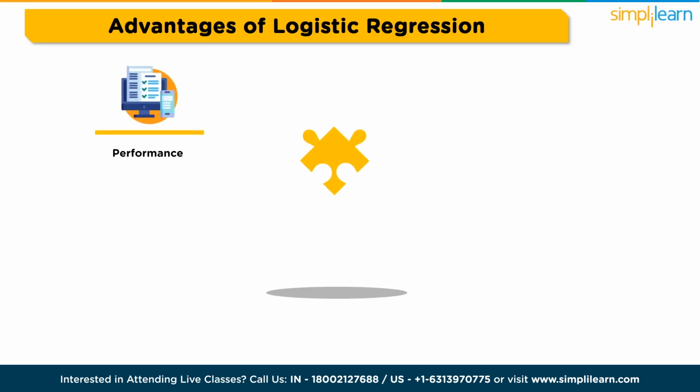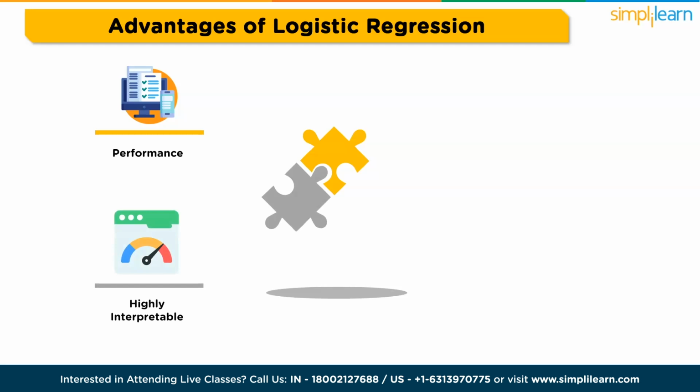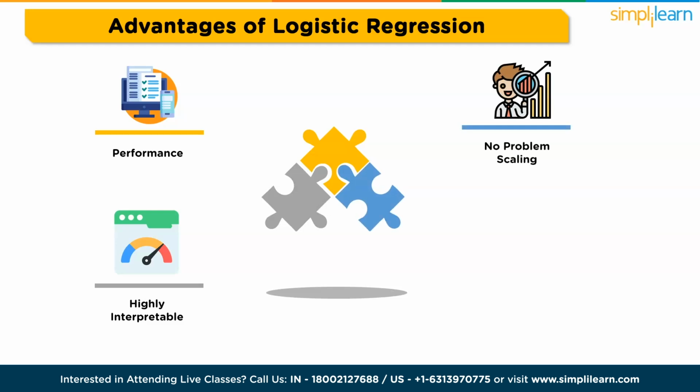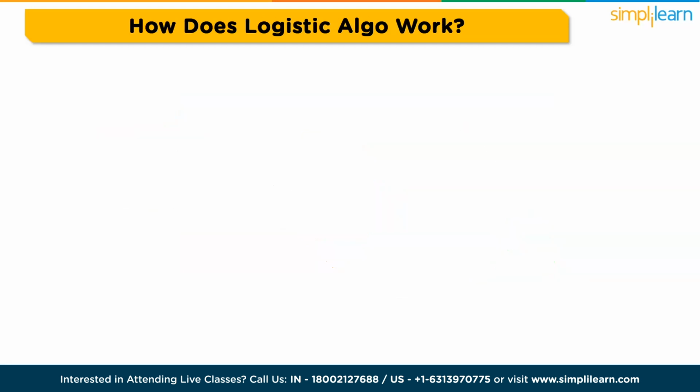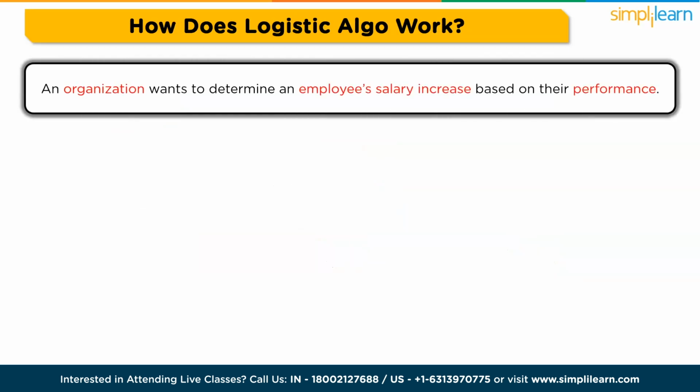The first one is logistic regression performs better when the data is linearly separable. The second one is it does not require too many computational resources as it's highly interpretable. The third one is there is no problem scaling the input features. It does not require tuning. The fourth one is it is easy to implement and train a model using logistic regression. Now moving forward, let's see how a logistic regression algorithm works.